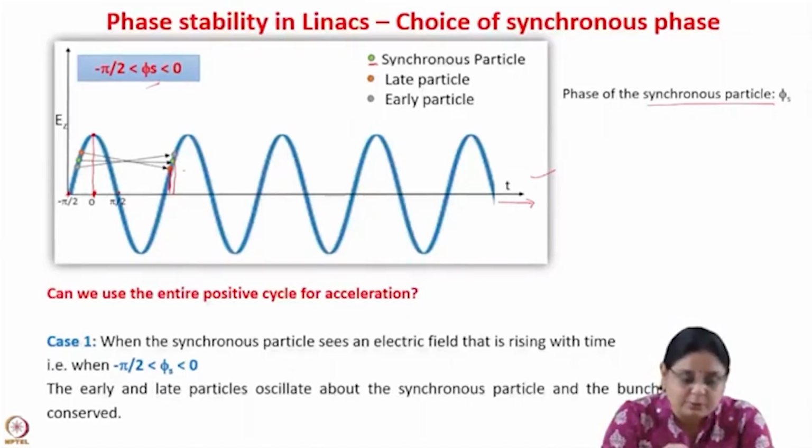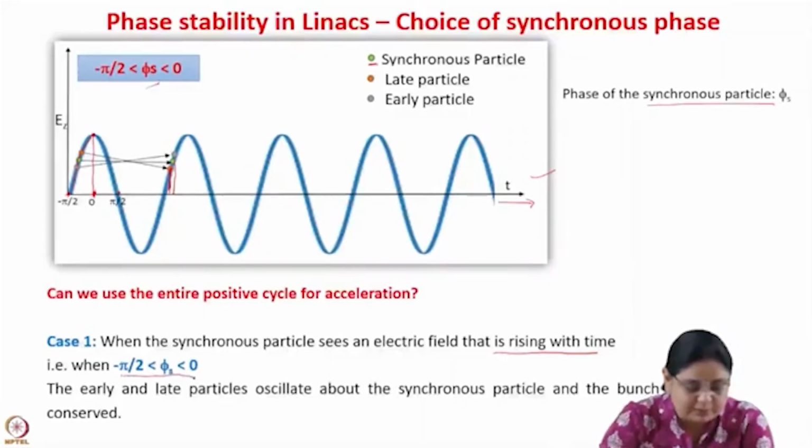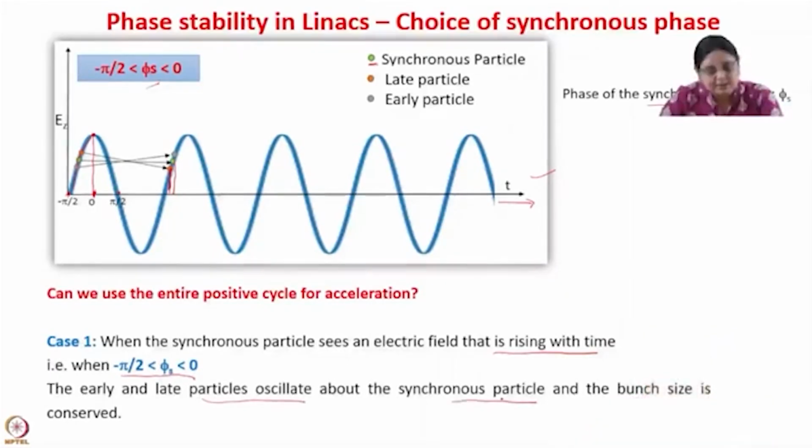If you go from one gap, now this gap, to the next gap, the particles will again oscillate about the synchronous particle. So when the synchronous particle sees an electric field that is rising with time, that is, when the synchronous phase lies between -π/2 and 0, the early and late particles oscillate about the synchronous particle and the bunch size is conserved.